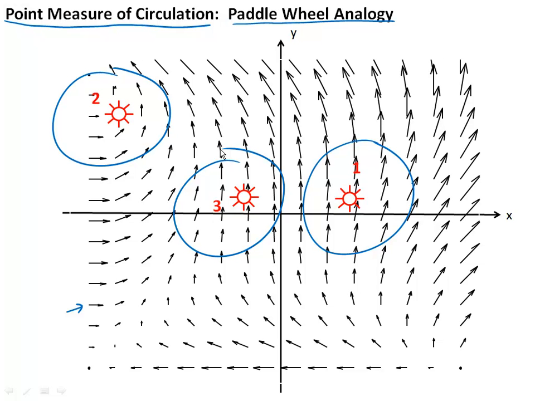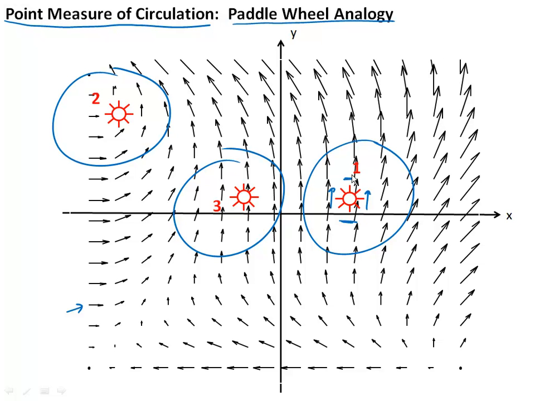It's pretty clear to me that paddle wheel 1 is in an area where things are just flowing in one direction. And so while this side of the paddle wheel is going to feel a force that way, this side of the paddle wheel is probably going to feel an equal force in that direction, and the paddle wheel is not going to spin. There's not going to be any force in either this way or this way because the arrows aren't going that way.